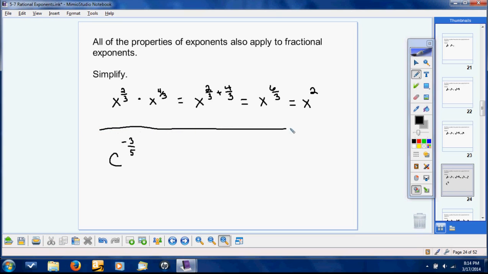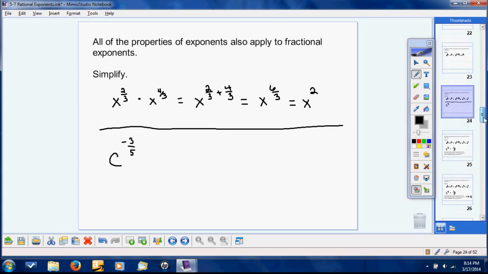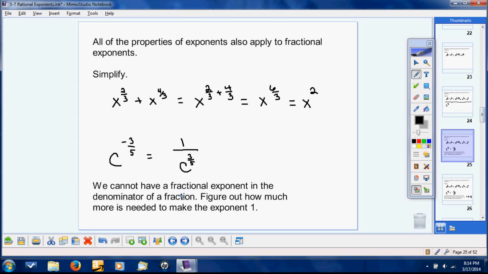This is a whole new example. Whole brand new example down here. Okay, hopefully that one made some good sense. So let's take a look. Now, 1 over c to the 3/5 power. We have a problem. We cannot have a fractional exponent in the denominator of a fraction.